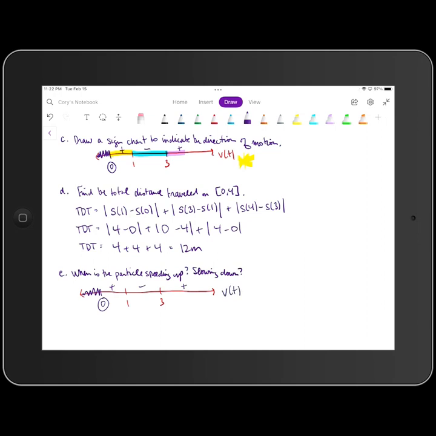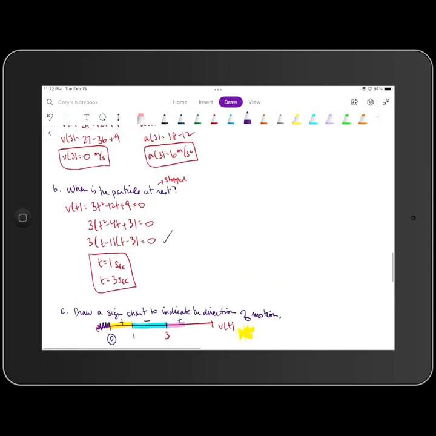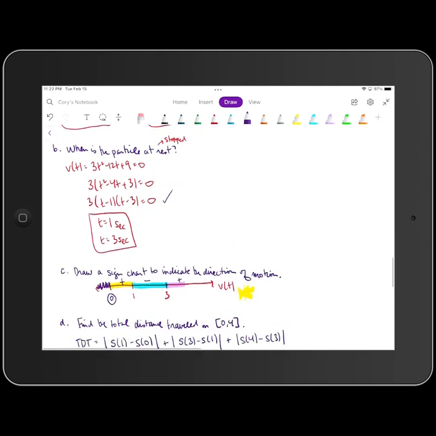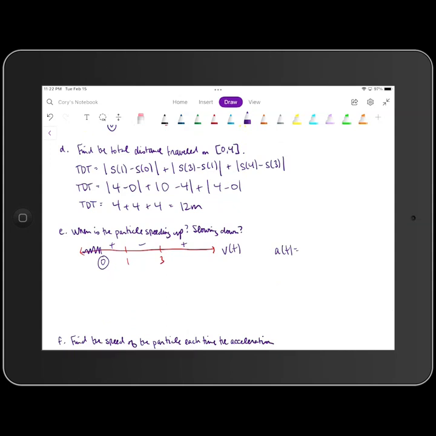Okay, we also need a sign chart for acceleration. Our acceleration function that we calculated earlier in part A, I believe, was 6t minus 12. And just like we did with the velocity function, we want to calculate where acceleration is 0. So that's 0 at t is equal to 2. I'm going to put a sign chart for acceleration down below here. Okay, so this is our sign chart for a of t.